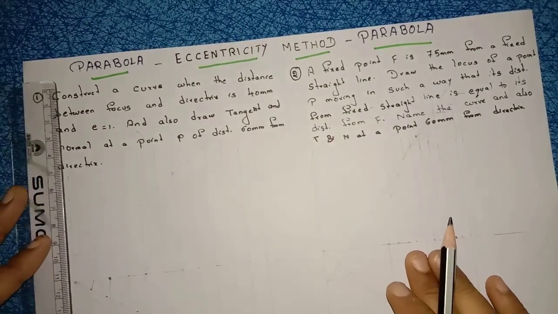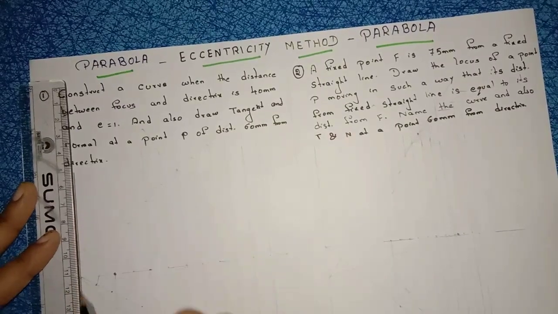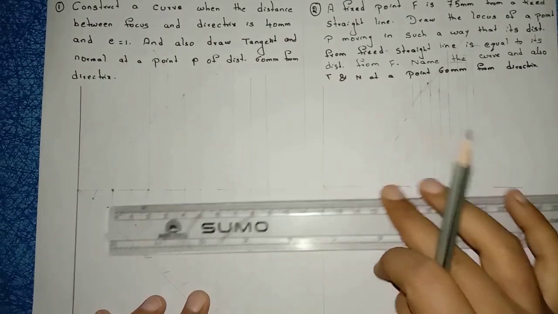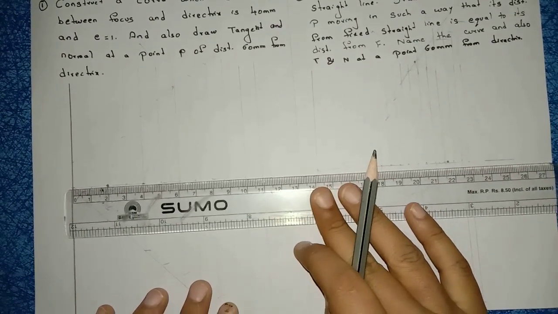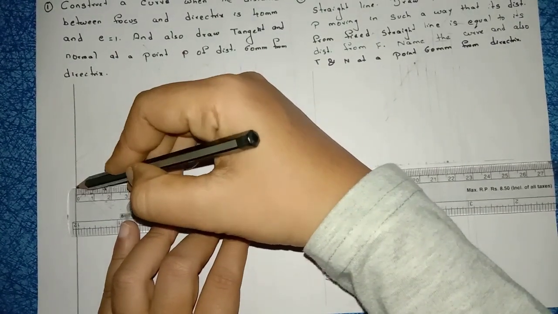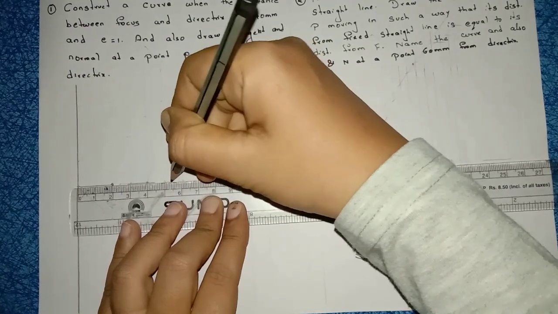Same as ellipse only. Draw the directrix line of any length. From the midpoint, draw the axis line of any length.